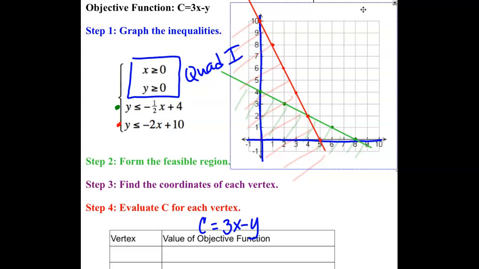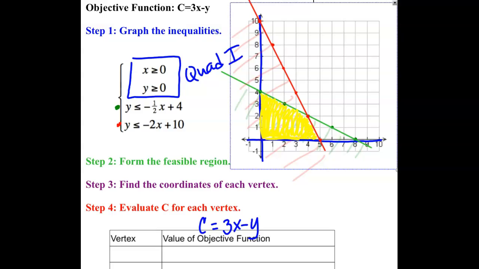So once again, we need to be in quadrant 1, so we're up above those blue lines. And we need to be underneath the green and the red. So let's go ahead and darken in our feasible region. We have to be under the green, under the red, but above and to the right of the blue. All right, so that is our feasible region.